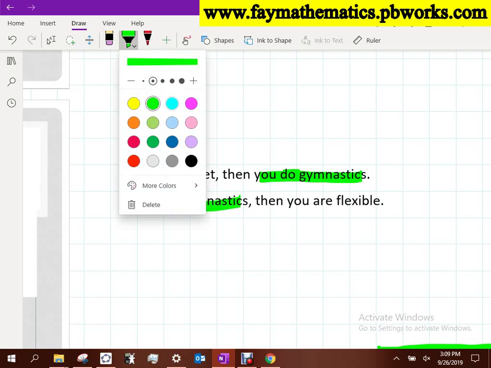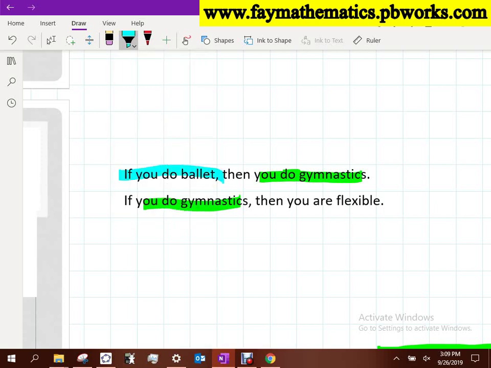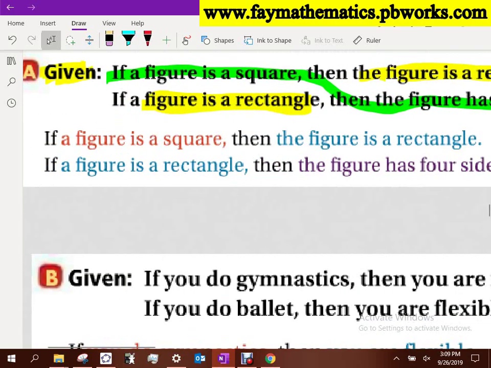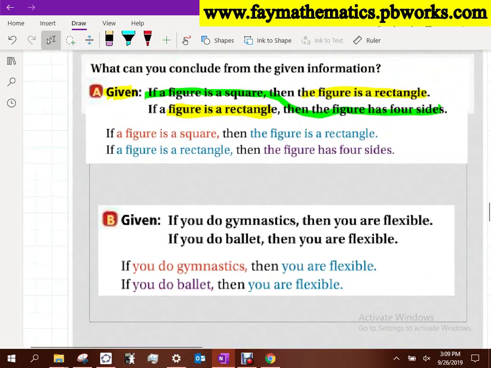Now I can see that there is indeed a third phrase that says if you do ballet, then you are flexible. And because we agreed that the first two were true, that would have to be true. Does that make sense? So you have to understand that the order of your two given statements doesn't matter, they're independent, meaning that they can flip around. Okay?